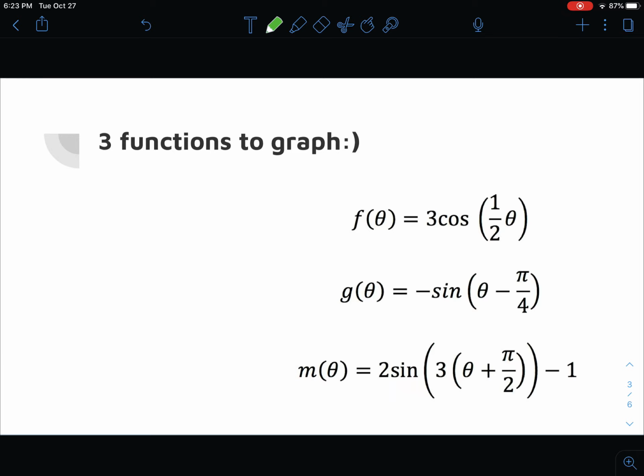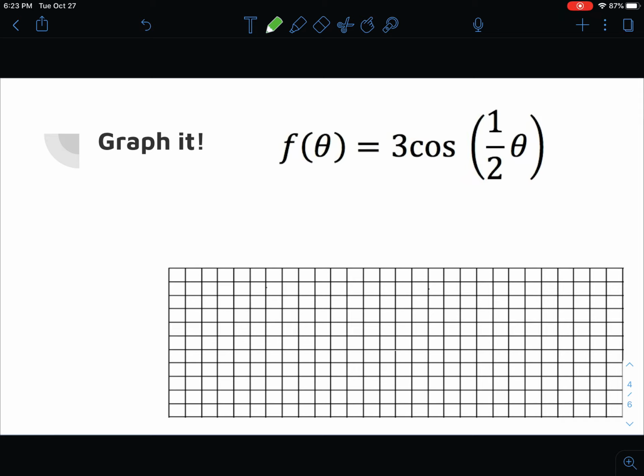All right, these are the 3 functions I'm going to graph along with you. If you want to pause and write these down, you can certainly try to graph these on your own and then follow along with me, or even check them on Desmos if that's easier. We're going to write down all the parameter changes that we can see.